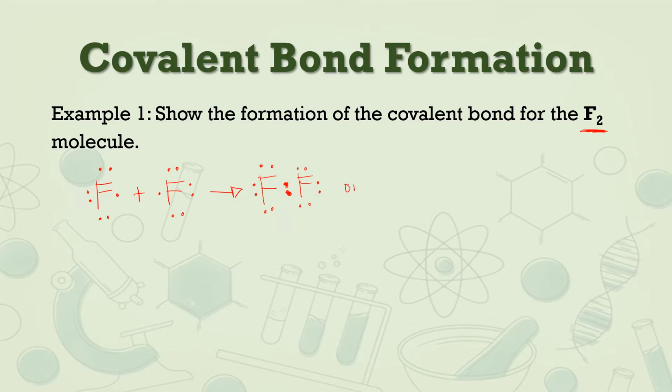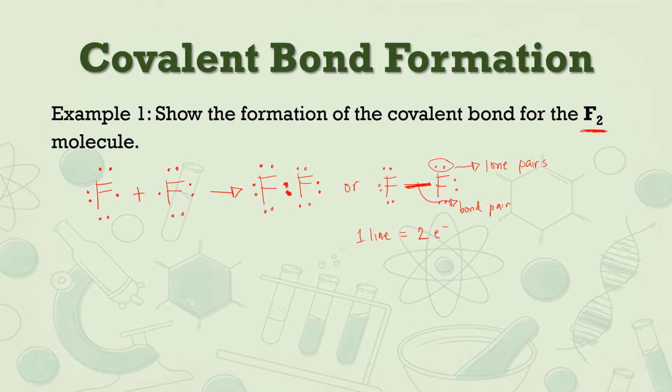Or you may just write it as F bonded with another F. So what does it mean? One line, take note that one line in covalent bond is equal to 2 electrons. So this line in here means that these two atoms of fluorine are sharing 2 electrons. So the question now is, or before I forget, the line in here is called a bond pair, and the dots around each are called the lone pairs.